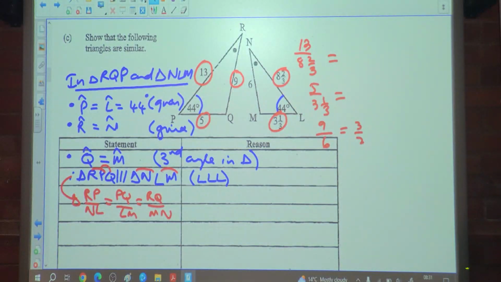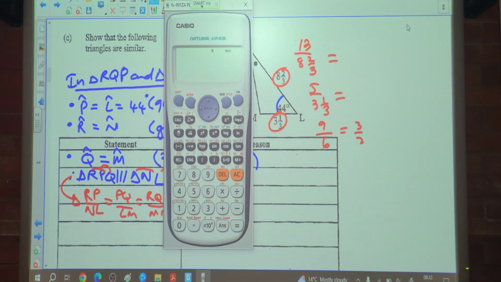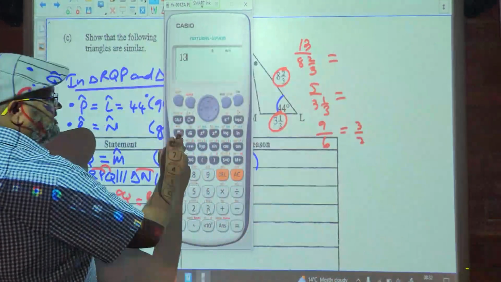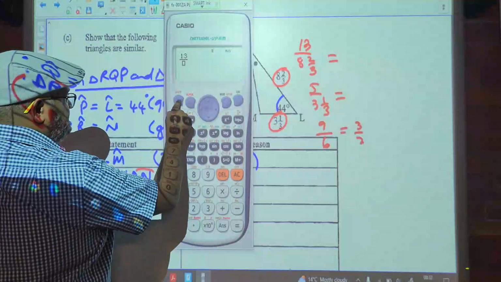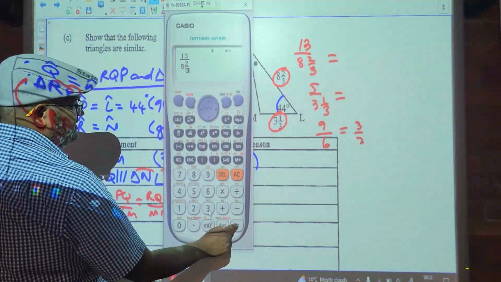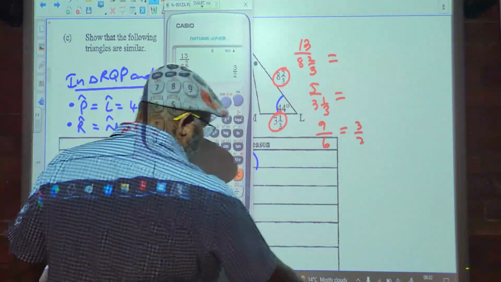Okay, let's pull the calculator up here. Are you saying something? Okay, so if you go with 13 over 8 and 2 over 3, you see it's 3 over 2. Can you see that, people?